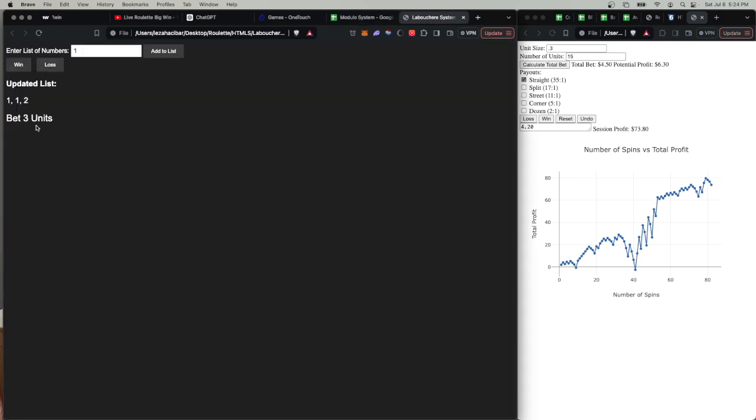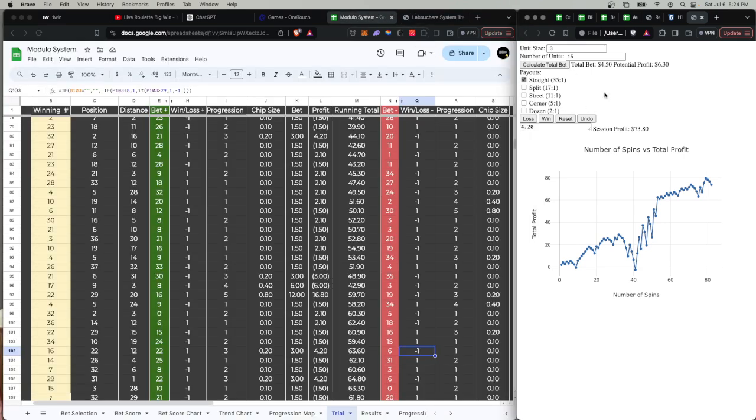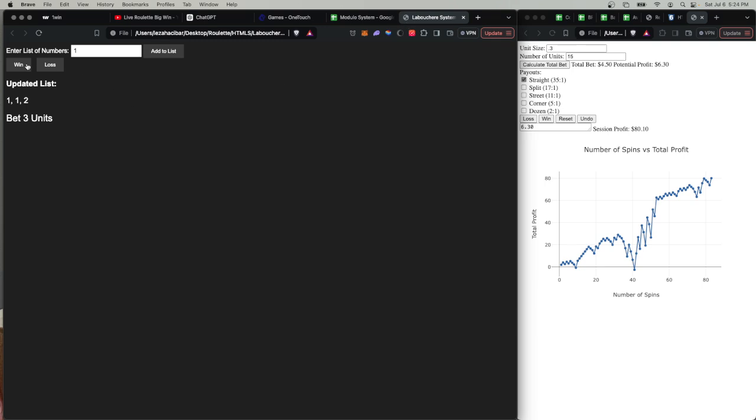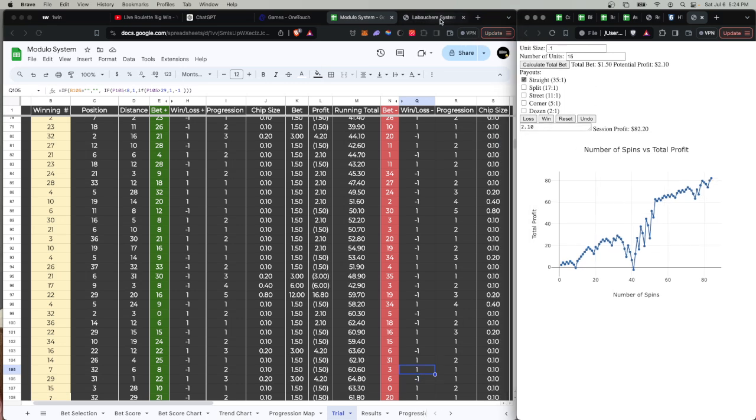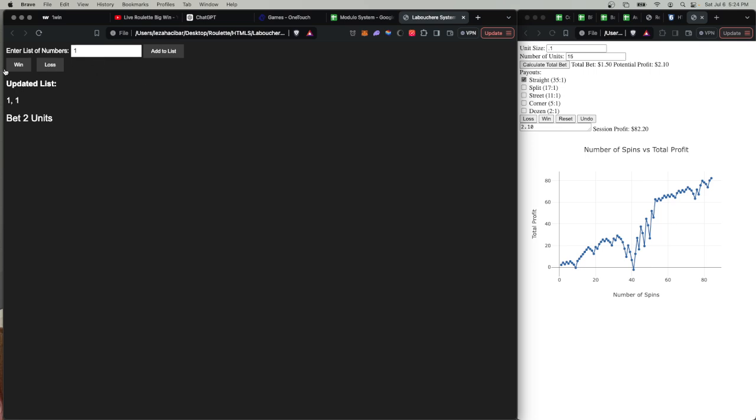As you can see here, we got a loss, we calculate, and we get a win. So we win. We still got to clear the board, and it's followed by another win. So now we cleared the board, we can start over.